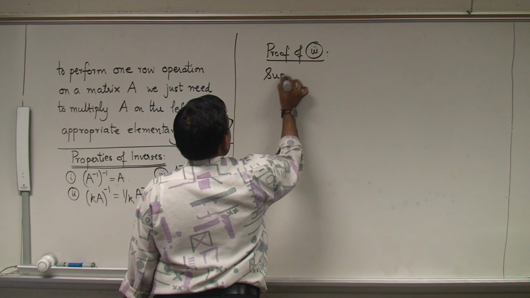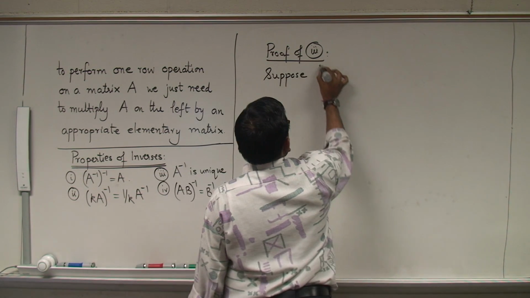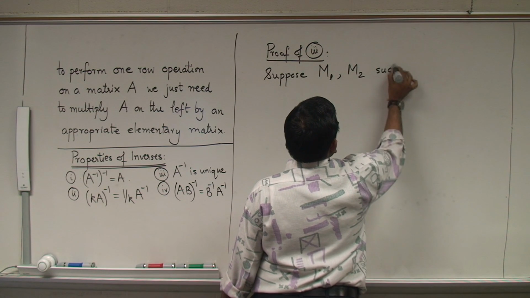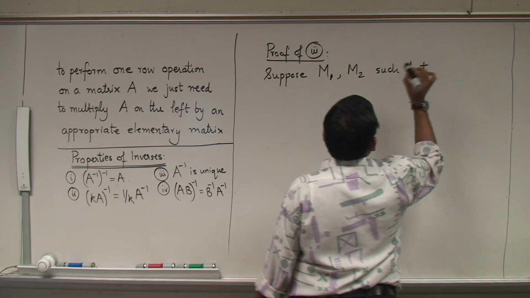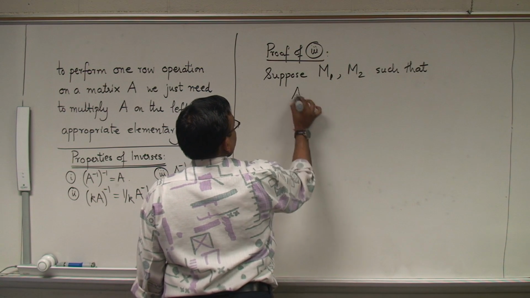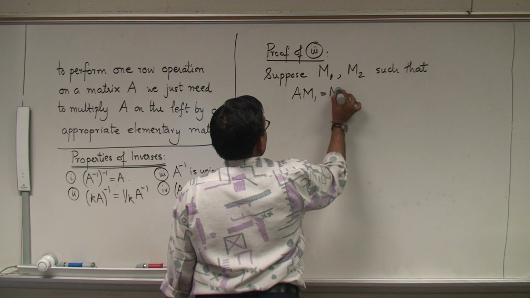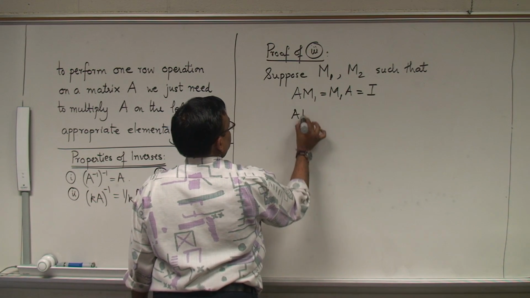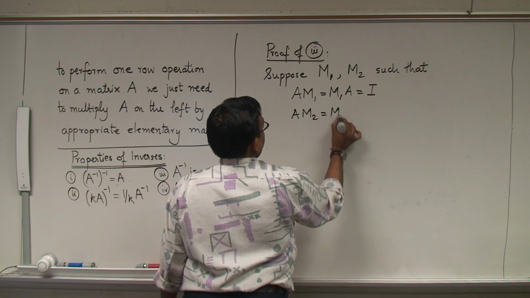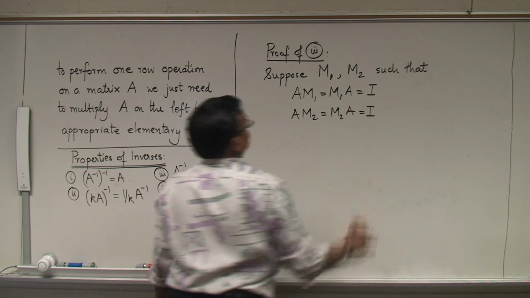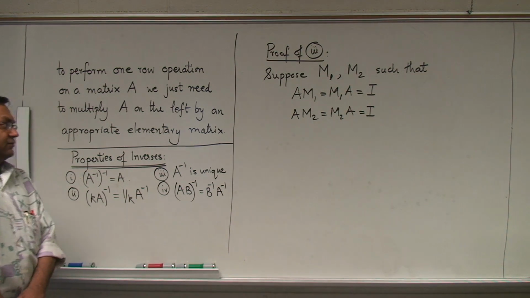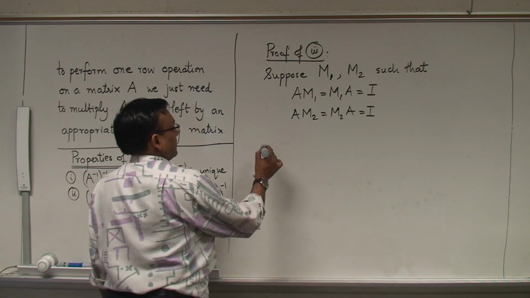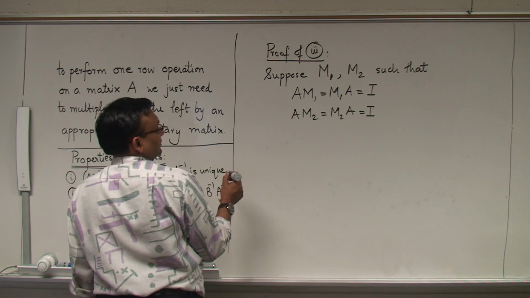So suppose I have two matrices, M1, M2, such that AM1, M1A is identity, AM2, M2A is also identity. That means they are both acting as inverses of A. So my job is to show you that M1 must be the same as M2.